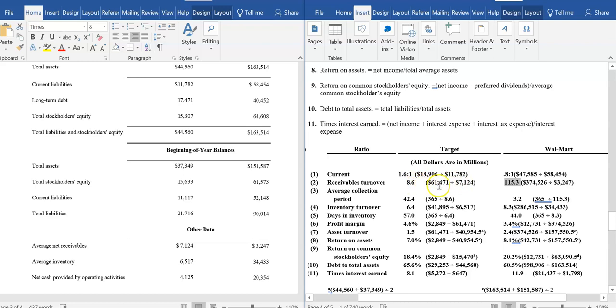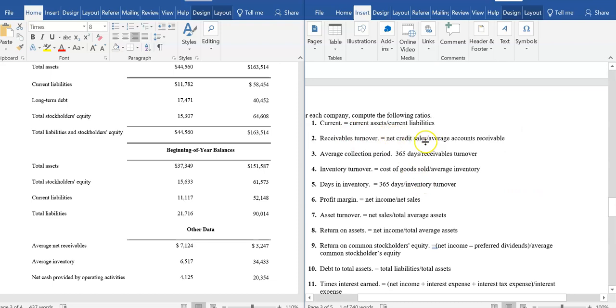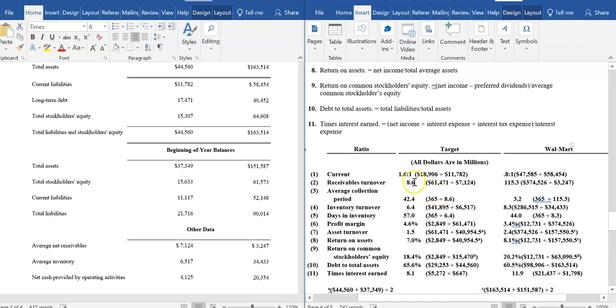Obviously, a quicker turnover, the better. We want to see a higher amount of dollar sales over their receivables. It means they're more efficient in collecting on their credit sales. The average collection period is going to take the result from receivables turnover and divide it into 365 days.